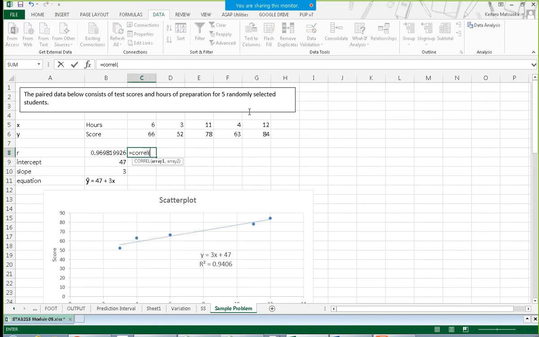CORREL. Select this, comma, this. You get this number. Intercept, y's, comma, x's, and then slope.